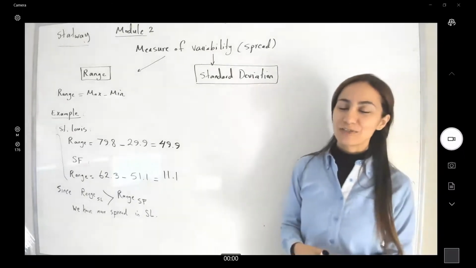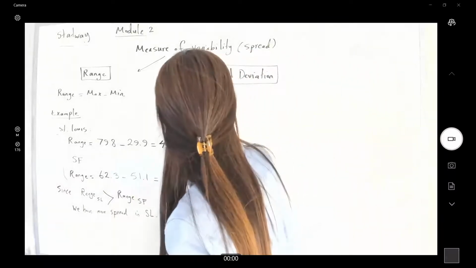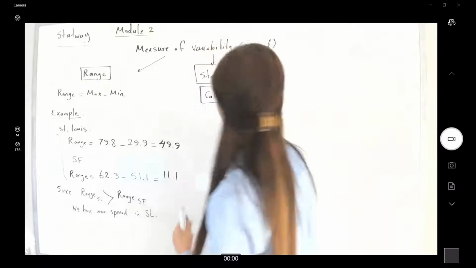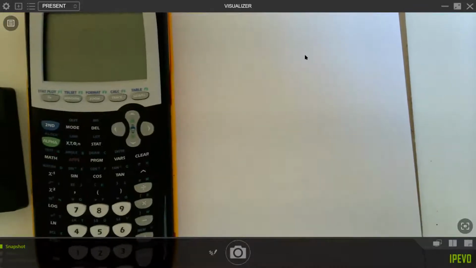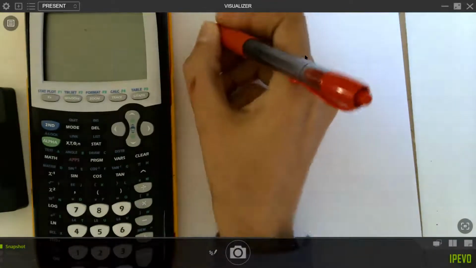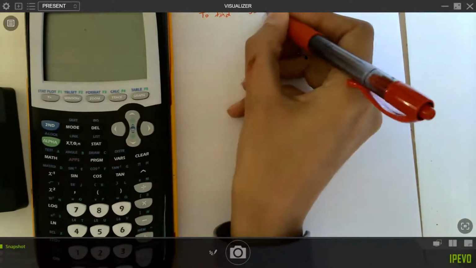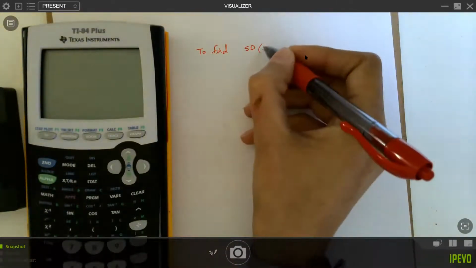How do we calculate this standard deviation? To calculate the standard deviation, we're going to use our calculator. So our goal is to find the standard deviation for these two data sets. We just write it as SD, standard deviation.